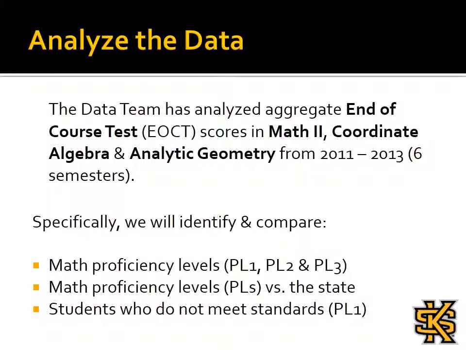The data team has analyzed aggregate EOCT scores from 2011 through 2013. This data represents a 3-year period which includes 6 semesters. The data team has analyzed data in 3 proficiency levels. These levels are PL1, a student does not meet state standards in a content area, PL2, a student meets state standards in a content area, and PL3, a student exceeds state standards in a content area. Not only are we measuring against cohorts, but we are also measuring our proficiency levels against the rest of the state. We will also pay particular attention to the students who do not meet standards.